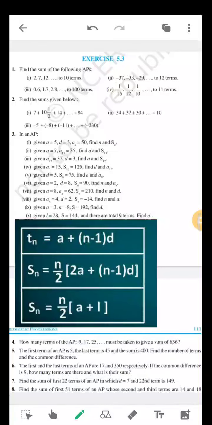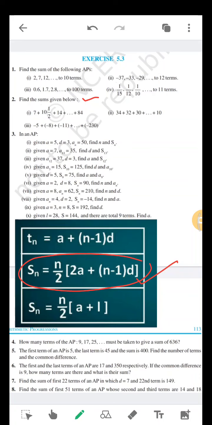Welcome back, students. In today's session we are going to see question number 2 of exercise 5.3. In the last session I explained two new formulae, that is the formula for finding the sum of n terms, that was S of n is equal to n by 2 into 2a plus n minus 1 into d, and I said we use this formula for finding the sum of n terms of a series. Means you can find the sum of any number of terms in an arithmetic progression.